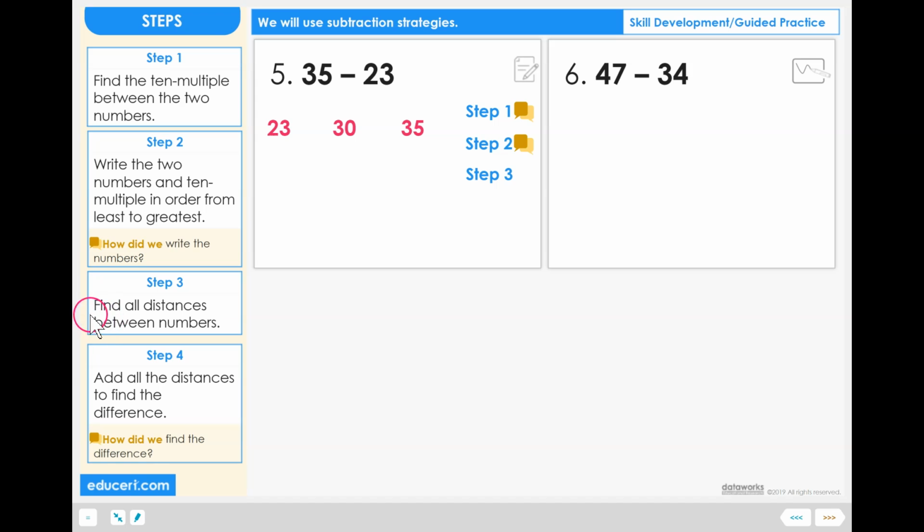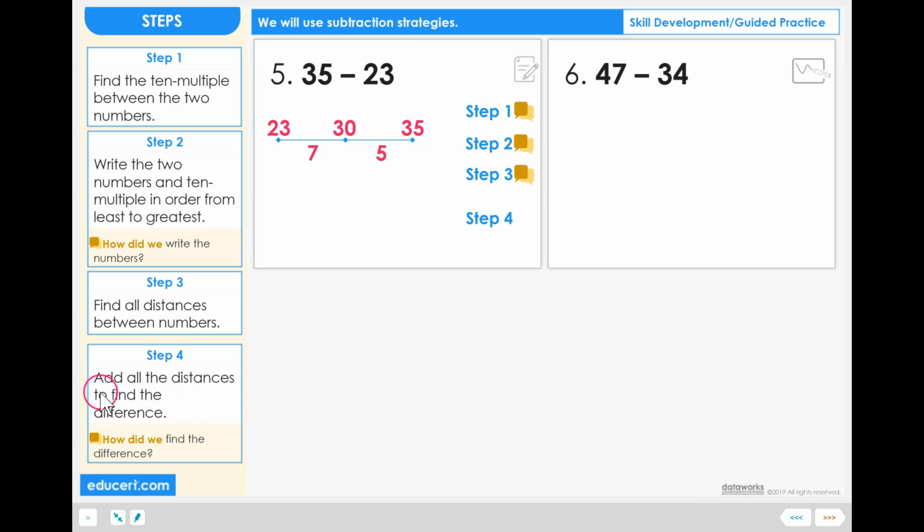Ready, read. Find all distances between numbers. Okay, well we have two different distances. We have from 23 to 30, and that is a distance of 7. Then from 30 to 35, a distance of 5. And so those are the two distances. We have 7 and 5. Let's take a look at step number 4.